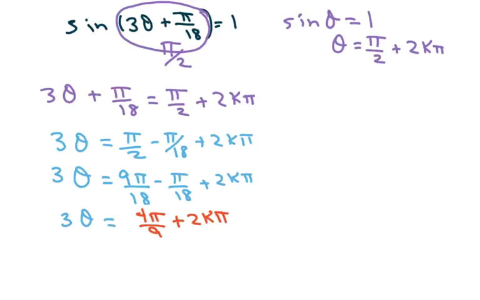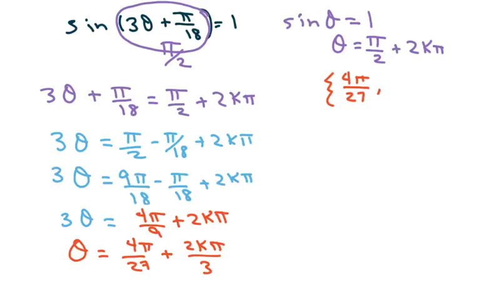Now divide everything by 3, and you get theta equals 4 pi over 27 plus 2k pi over 3. Remember that k is any integer. So when k is 0, we're going to have 4 pi over 27.